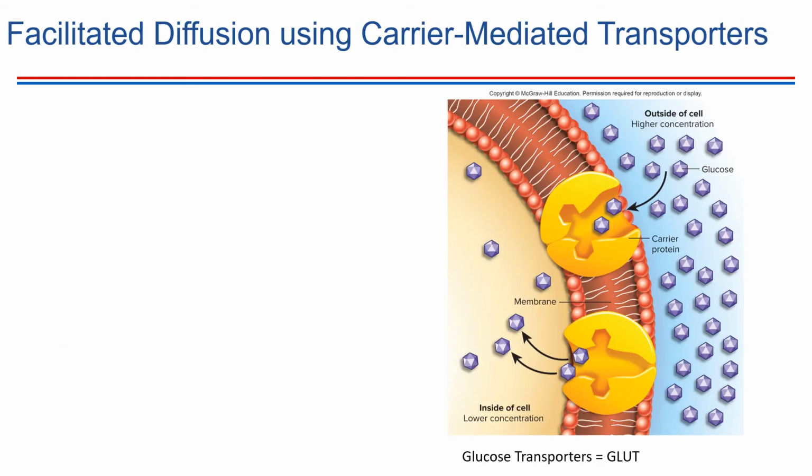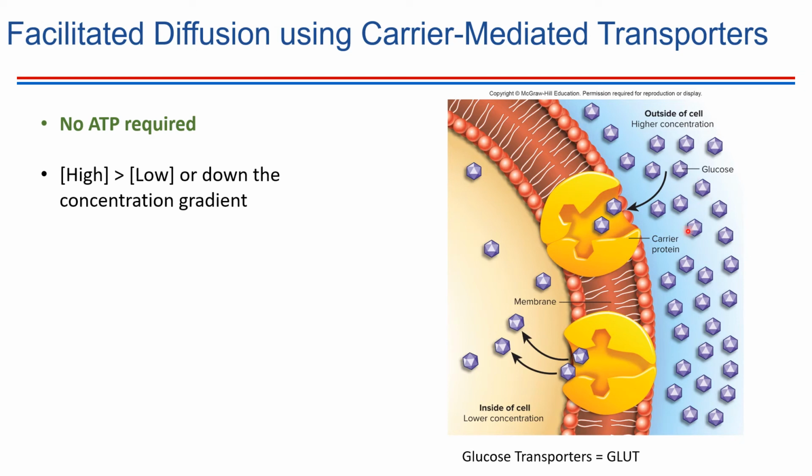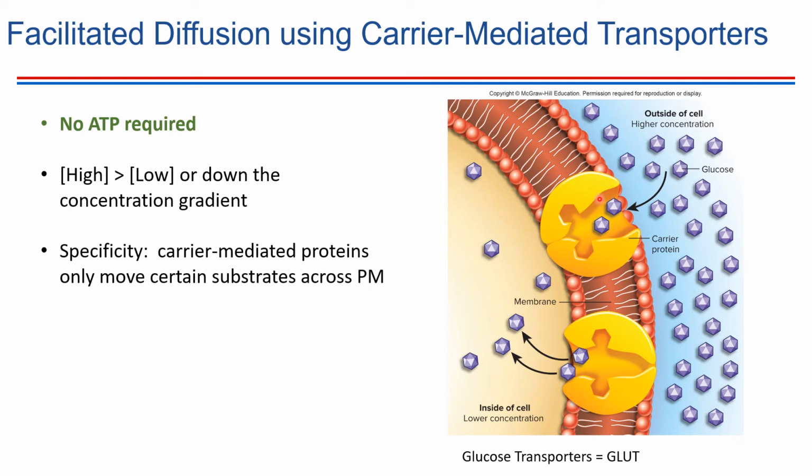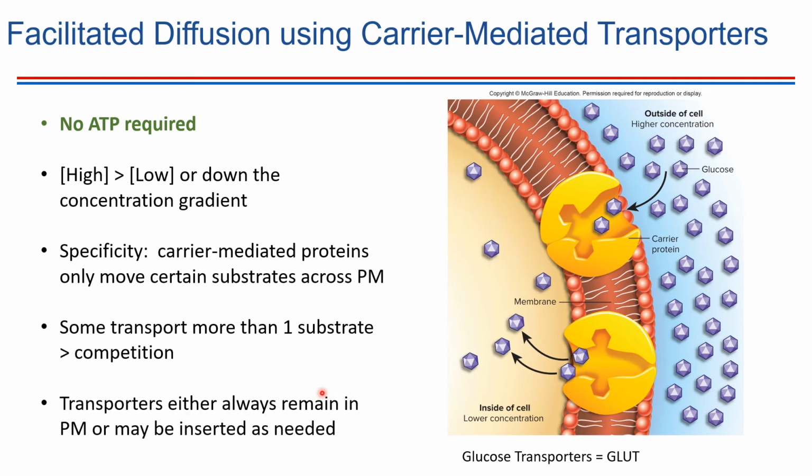So just to quickly review, in looking at facilitated diffusion using these carrier-mediated transporters, we know that they don't require ATP. They're going from high concentration to low concentration, down their concentration gradient. They're specific, so only certain molecules are going through across that plasma membrane. Some of these transporters can transport more than one substrate, and we call that competition. And here's the new thing.